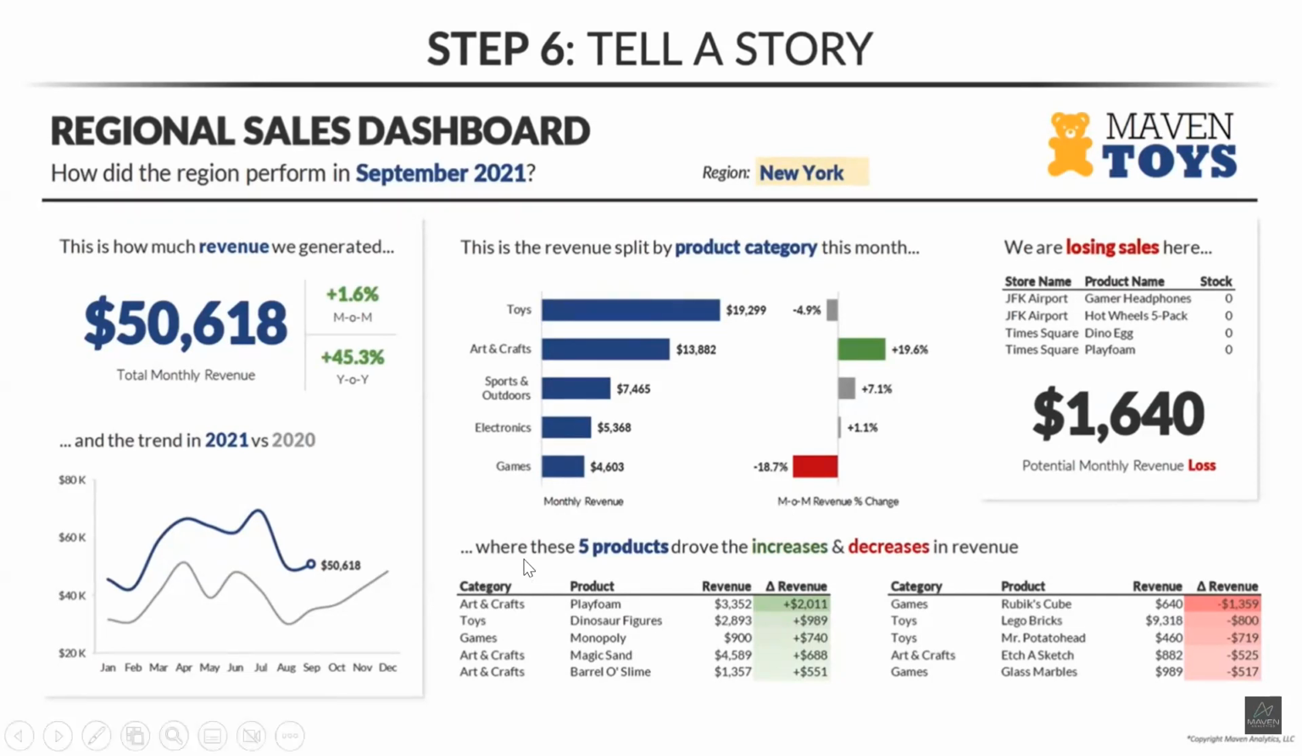And you can see these are the 5 products which are driving the increase and decrease in the revenue. These are the 5 products increasing the revenue. These are the 5 products decreasing the revenue. Are you able to follow, Muthu?